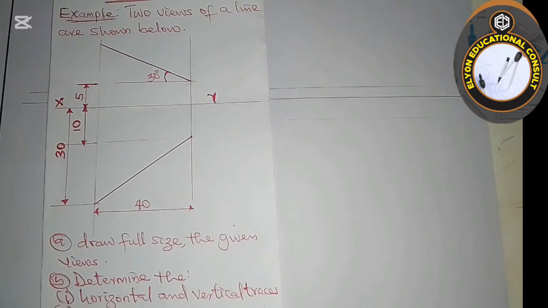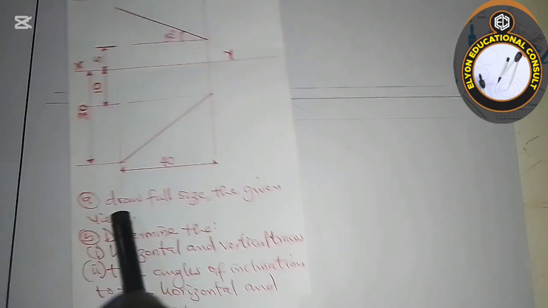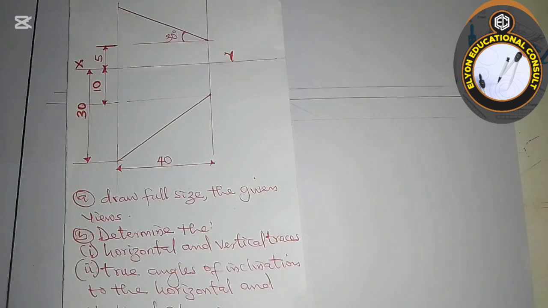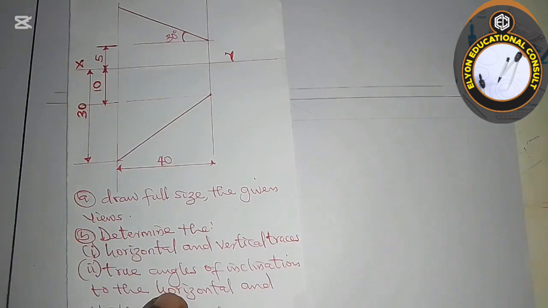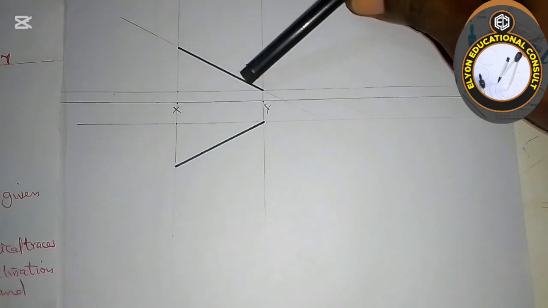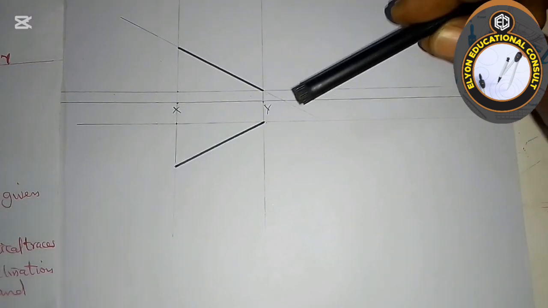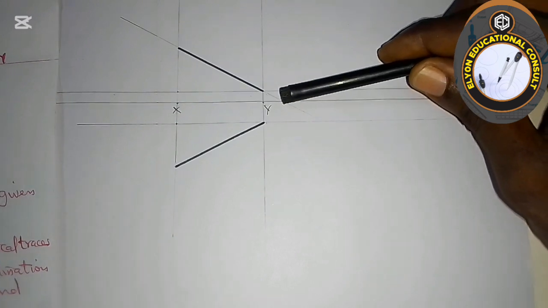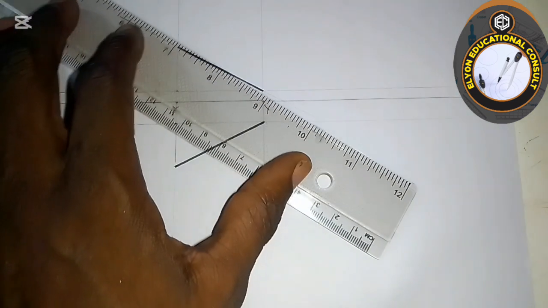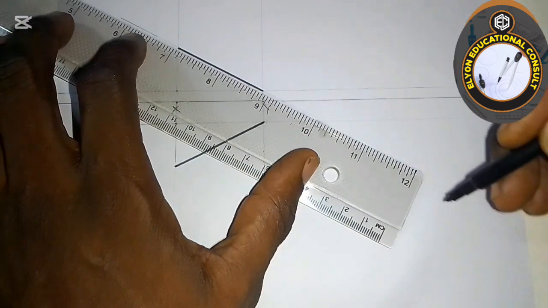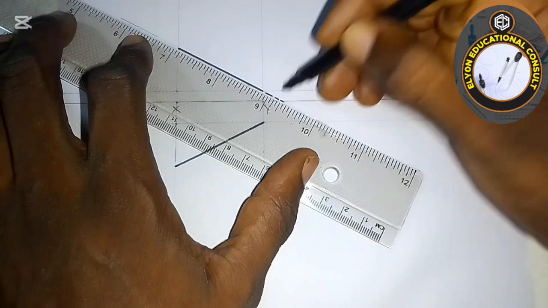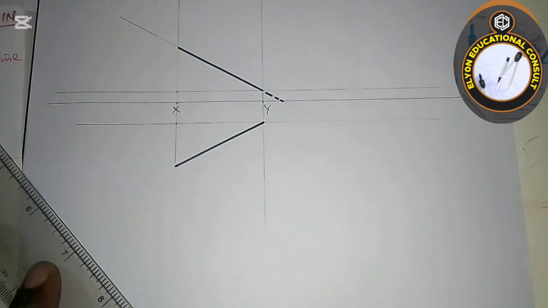So we have drawn the given views, then we are going to be getting the horizontal and vertical trace. Now to get the horizontal trace, I'm going to be tracing this to the xy line, coming into the horizontal plane. So coming to the horizontal plane, I'll trace it to that part like that.